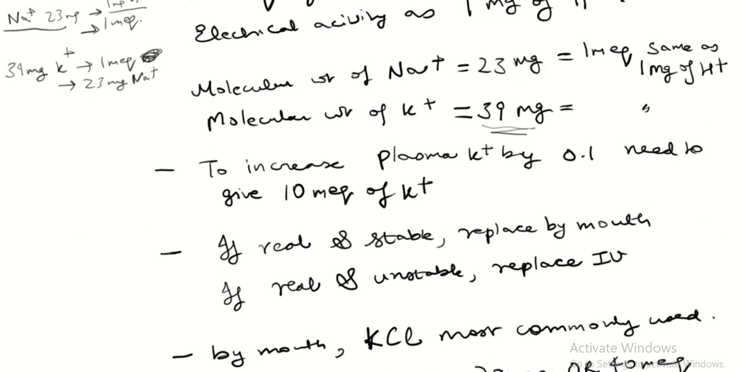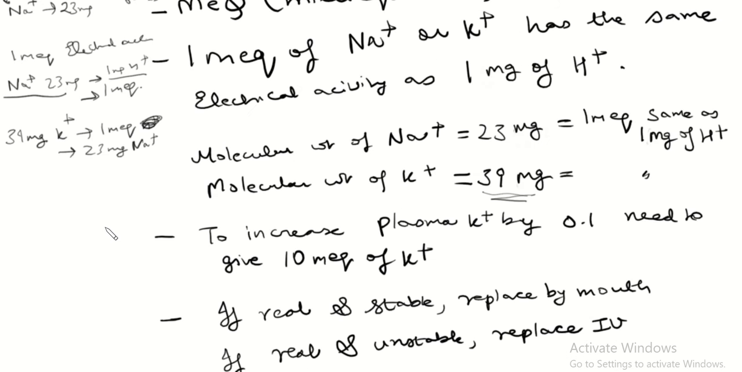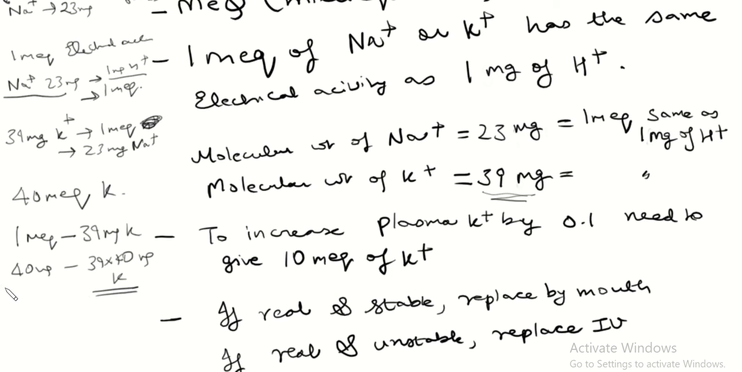Now let's apply this concept. Let's say I want to give somebody 40 milliequivalents of potassium. How many milligrams of potassium do I need to give them? Well, if 1 milliequivalent is 39 milligrams of potassium, then 40 milliequivalents is 39 times 40 milligrams of potassium. Easy, right? Perfect.